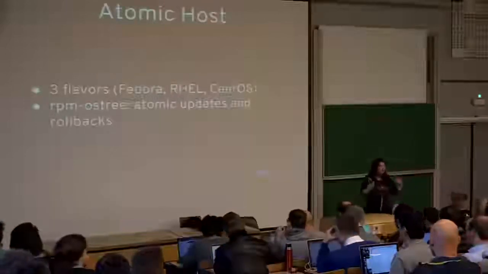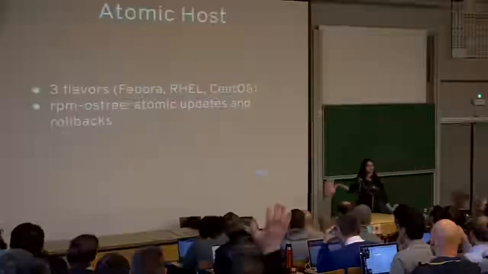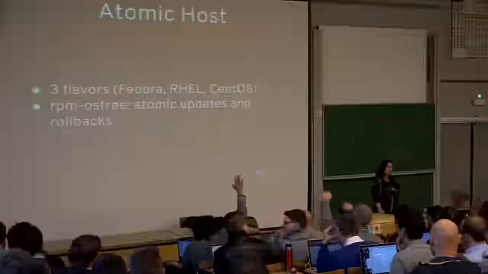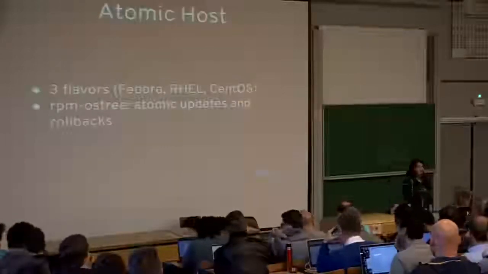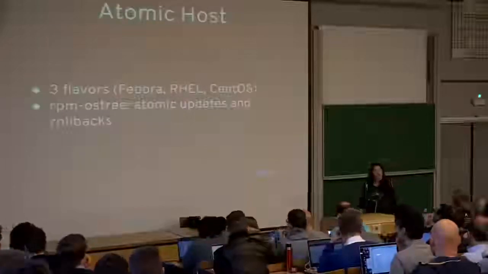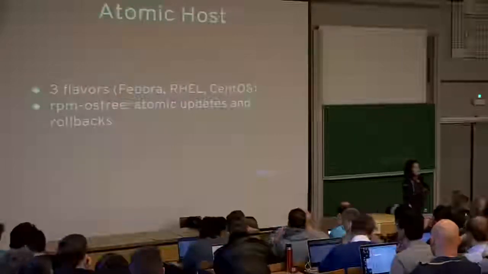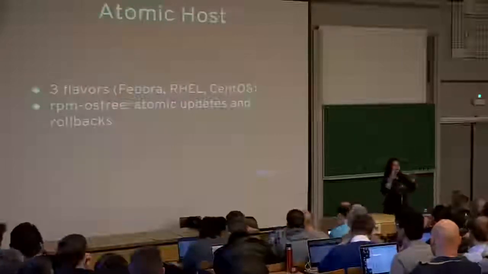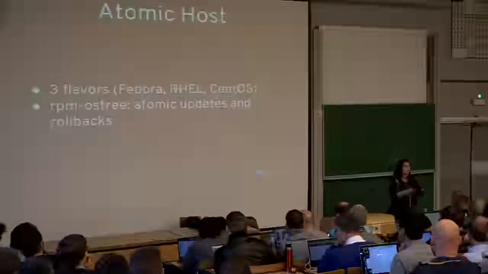So who knows RPM OS tree? Okay. RPM OS tree provides atomic updates and rollbacks, which means basically if your power goes out while you're updating, you're going to have the old version. It's an atomic update. It's the one file tree snapshot. It updates, and you can roll it back.